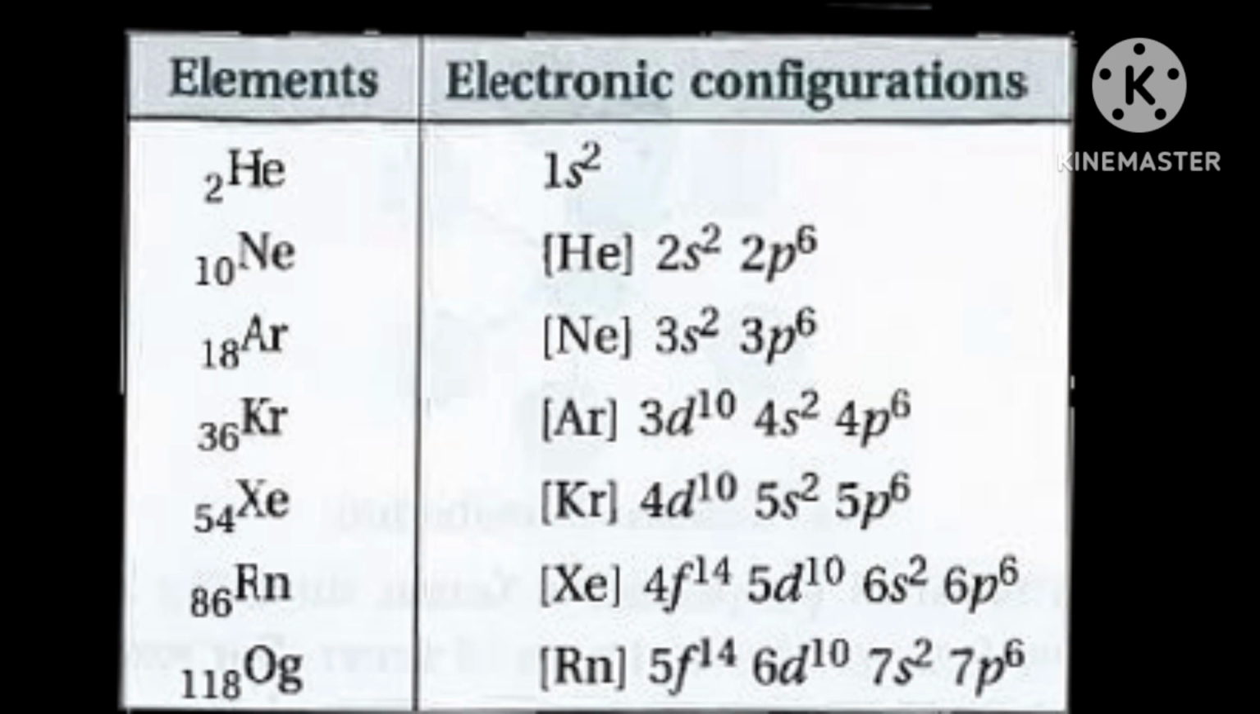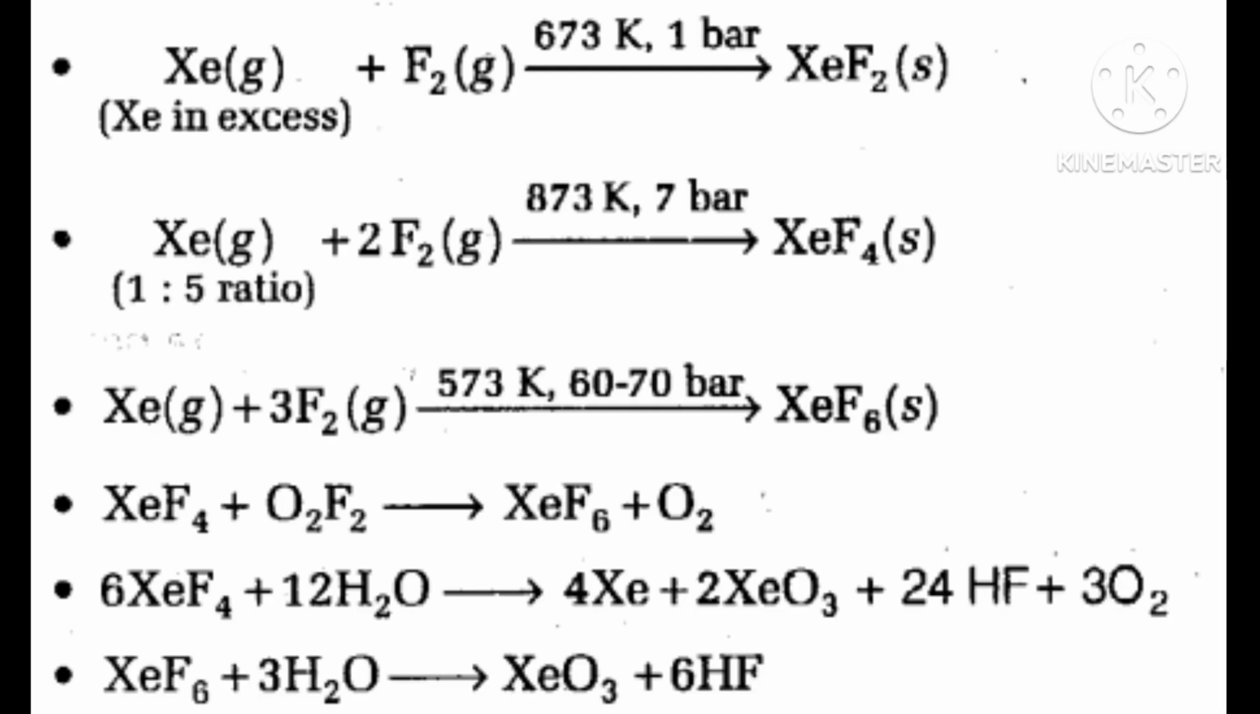He prepared a red compound formulated as O2+ PtF6-. After that he realized that the first ionization enthalpy of molecular oxygen, 1175 kilojoule per mole, was almost identical to that of xenon, which has 1170 kilojoule per mole.